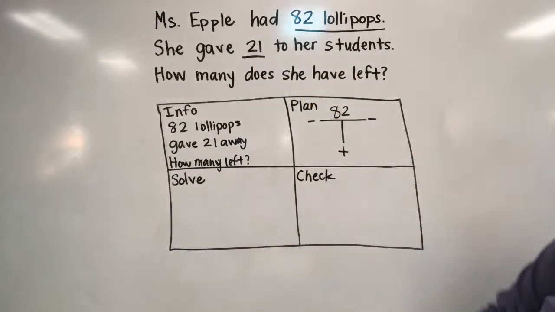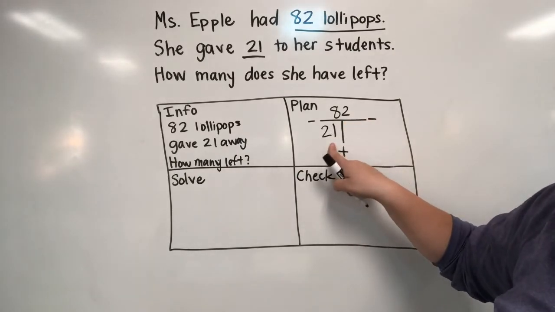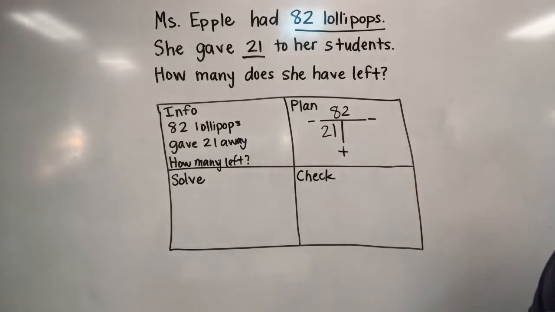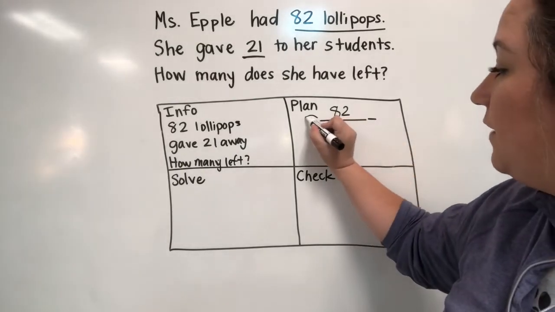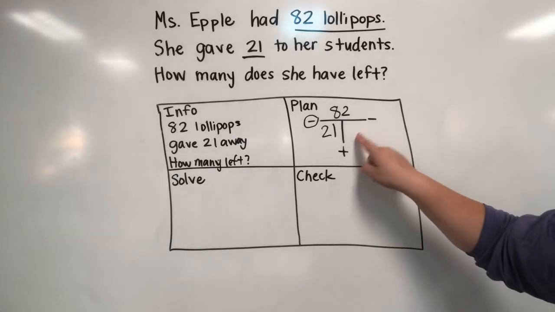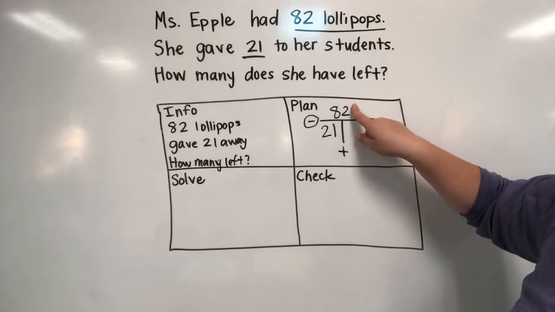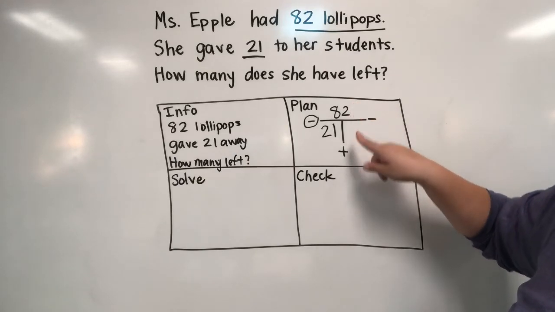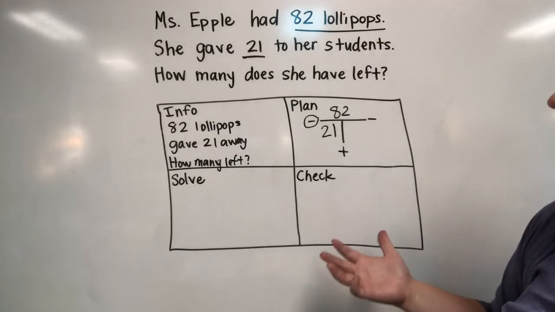Okay, so that's one of the parts because 21 of her students got a lollipop and she started with 82 lollipops. Okay? So we have our whole and one of our parts, so we know that we are subtracting. We're looking for the other part, how many Miss Epple has left. I can't have more than 82 because I started with 82. So we're looking for that missing piece, how many I have left, right?